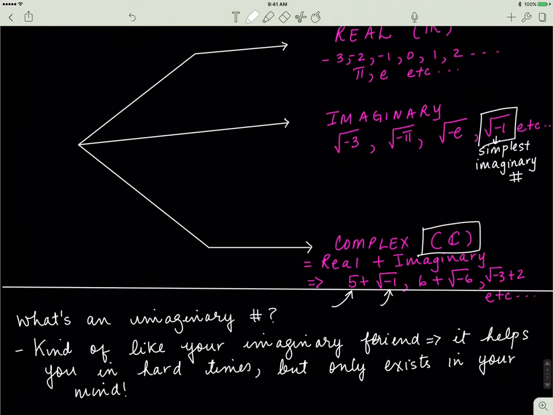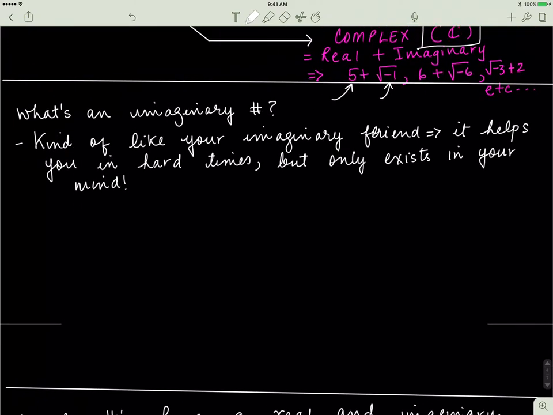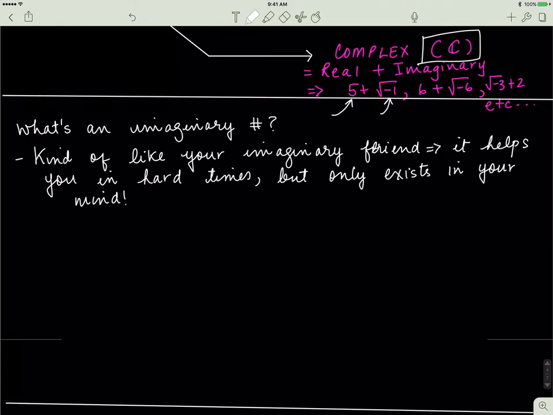Okay? Now the question is, of course, what's an imaginary number? It's kind of like the imaginary friend you had in your childhood. It helps you in hard times when you don't have friends, but the sad thing is it only exists in your mind. So imaginary numbers are kind of like that. We basically use them to help us out with physics and stuff like that, but they don't really exist, right? So it's just a tool that we invented to make our math easier.